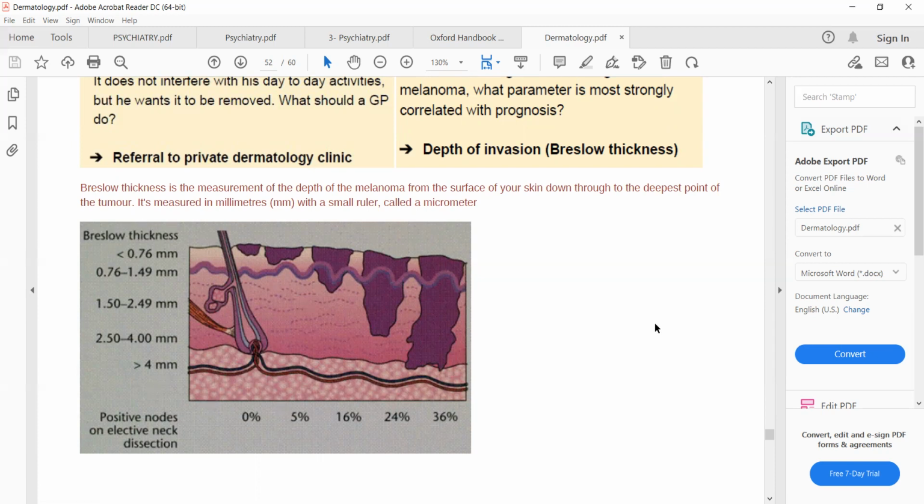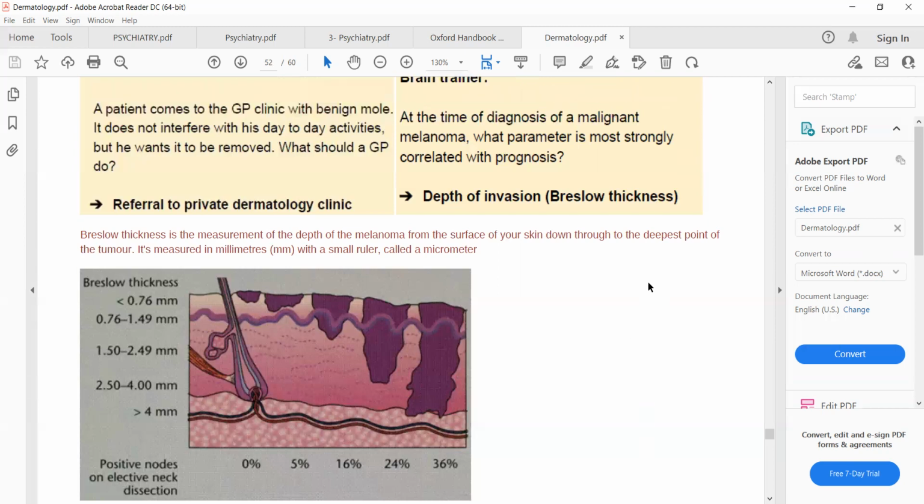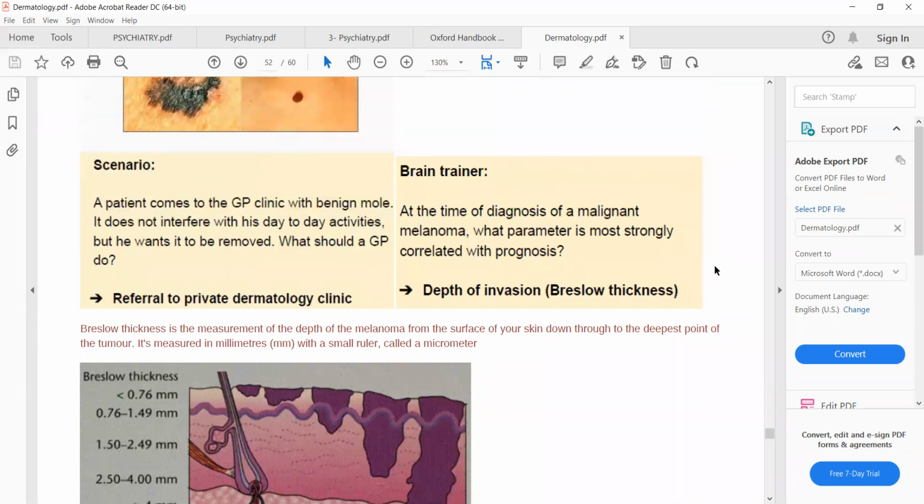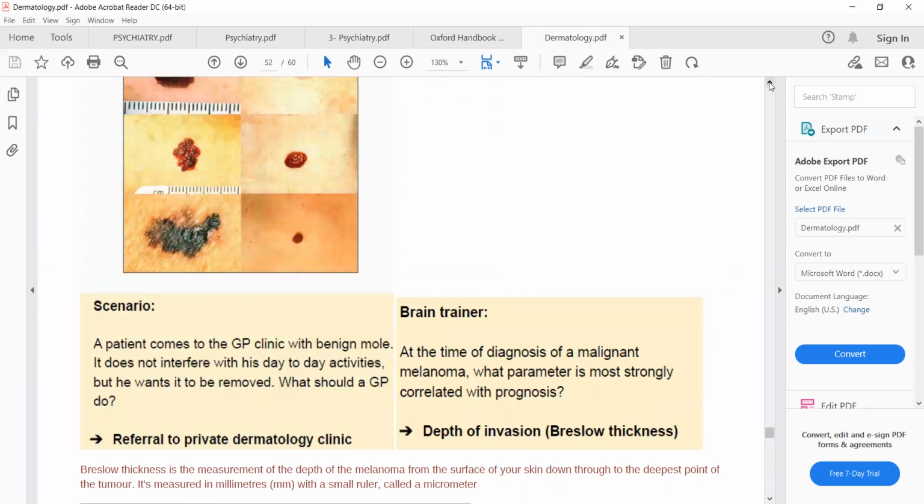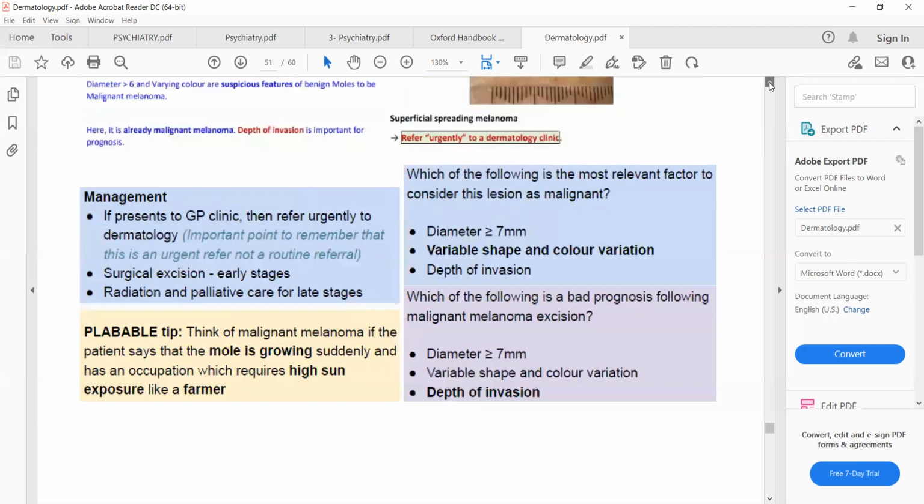So this is known as Breslow thickness. Breslow thickness is basically the measurement of the depth of the melanoma from the surface of the skin to the deepest point of the tumor. So Breslow thickness is the depth of the melanoma from this point to this point, from this point to this point. So from the surface of the skin to the deepest point of the tumor, this is known as Breslow thickness. And Breslow thickness or vertical growth or depth of invasion, it is an important prognostic factor for malignant melanoma.